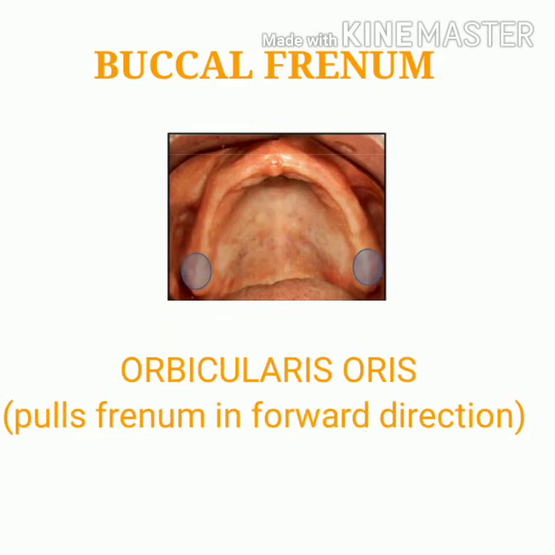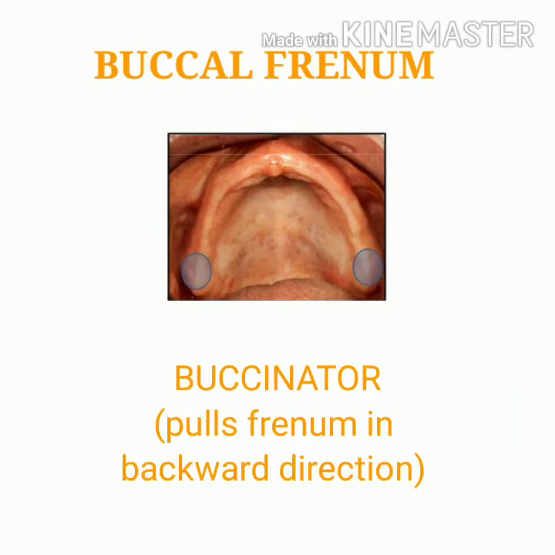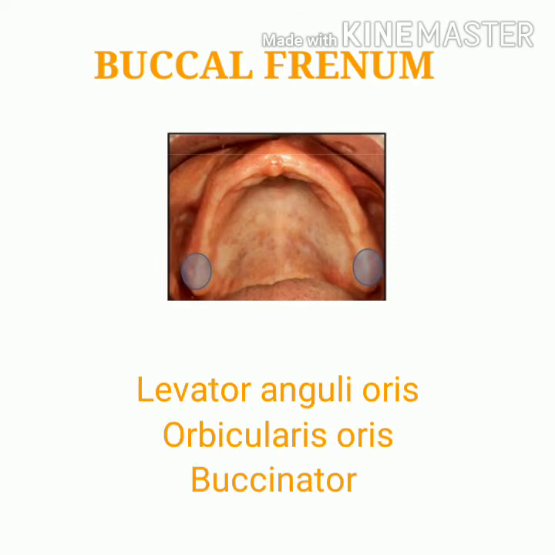The second main muscle of this region is orbicularis oris which pulls the frenum in forward direction, जो frenum को आगे की तरफ pull करता है. The last one is buccinator muscles which pulls the frenum in backward direction, जो frenum को backward direction में pull करते हैं. So levator anguli oris, orbicularis oris and buccinator are the 3 muscles of the buccal frenum.